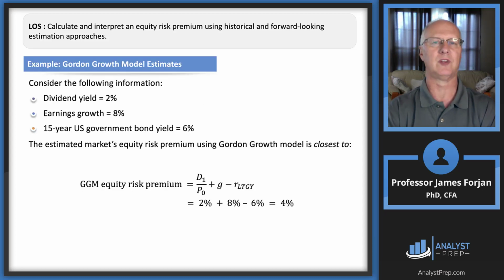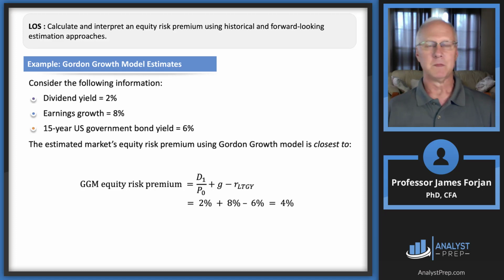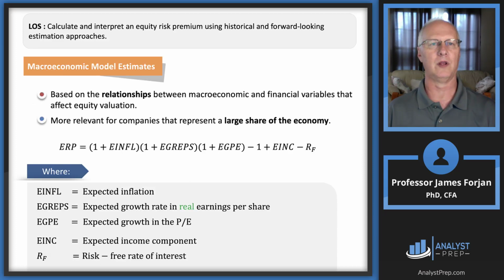So let's take a look at just a super quick example. And this will address the LOS to calculate using historical and forward-looking estimates. So you ready for this? There's our dividend yield. There's our growth of 8. There's the government bond yield of 6%. So this is really just a matter of using a fairly high-level model, but all we're doing is going back to kindergarten and we're taking the apples and adding some apples and subtracting apples. So 2 and 8 minus 6 gives us a 4% equity risk premium based on the Gordon growth model.